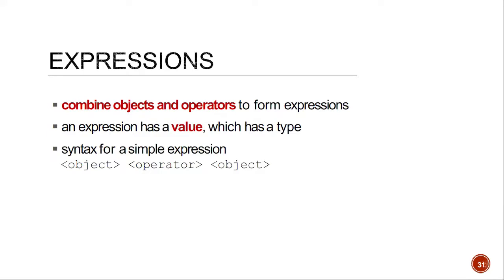Expressions now can be defined as a combination of objects and operators. So to form an expression, we combine objects and operators. An expression has a value which has a type. So the syntax for a simple expression is object, operator, object. As an example, we can have 3 plus 2 equal to 5. So 3 is an object, plus is an operator, and 2 is the second object.